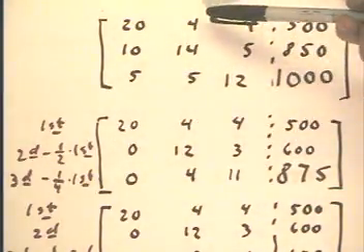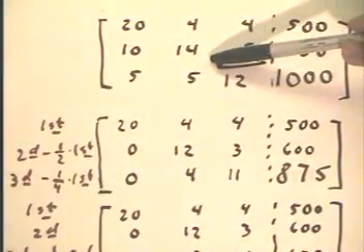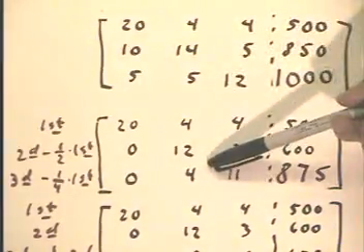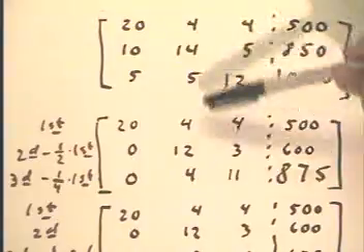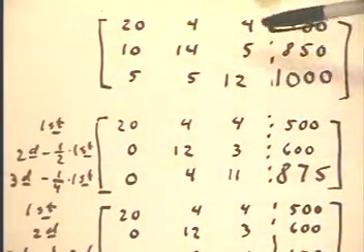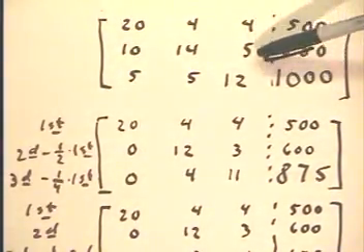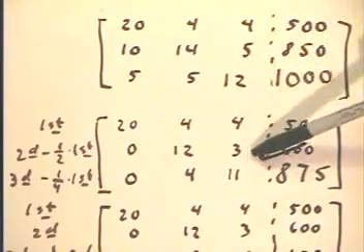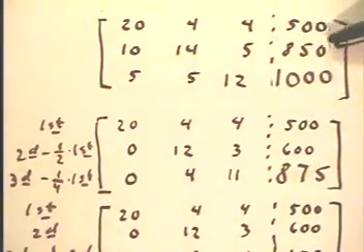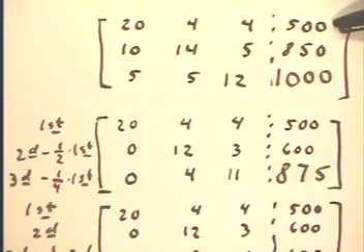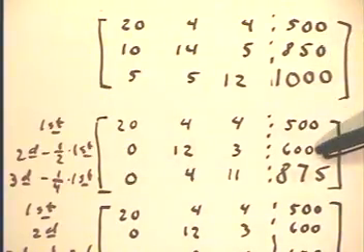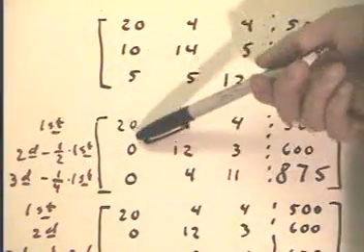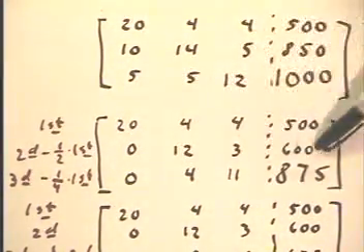Now, if we subtract half of 4 from 14, subtracting half the first from the second, we're going to get 12. Half of 4 is 2. Subtract that from 14, we get 12. Subtract half the first from the second here. Half of 4 is 2. Subtract from 5, we get 3. We do the same over here. Half of 500 is 250. Subtract from 850, we get 600. So following the rule, second minus half the first, in order to get the 0 here, we end up getting these numbers.